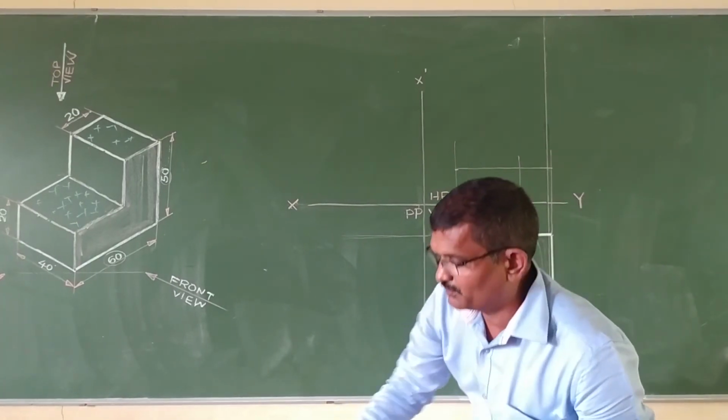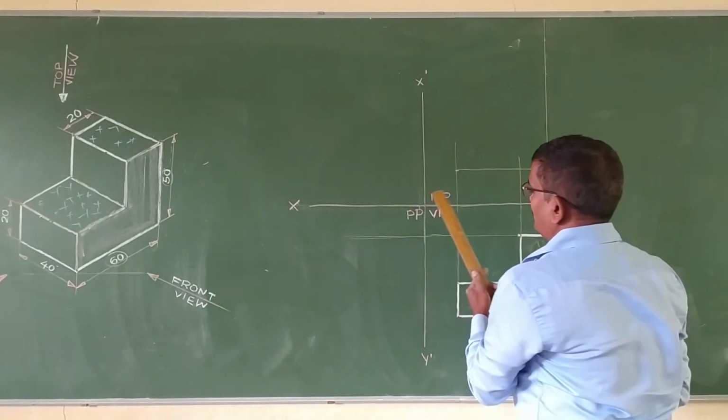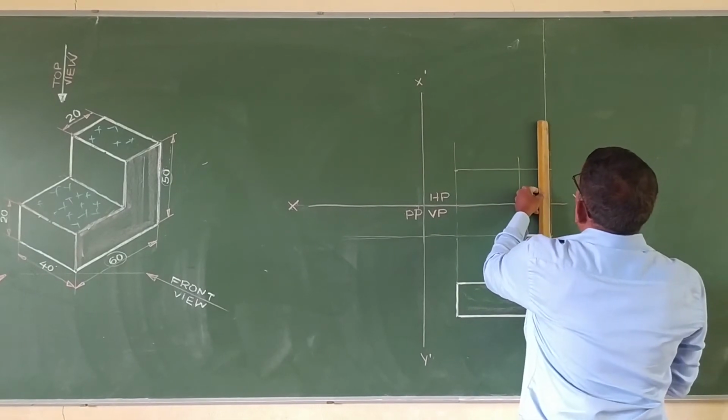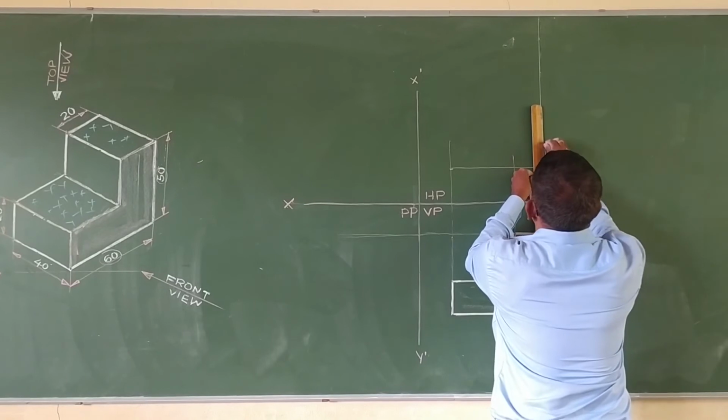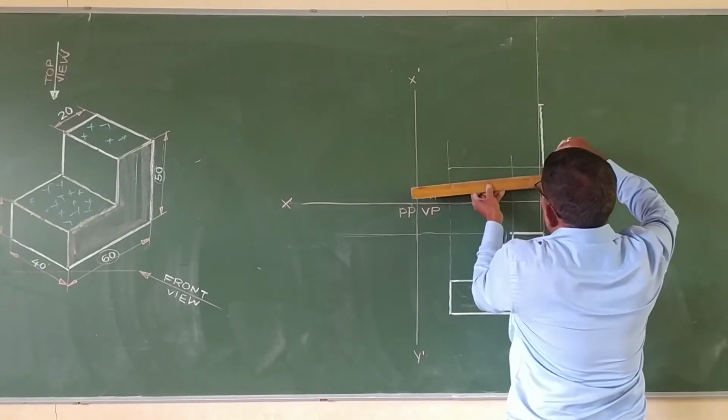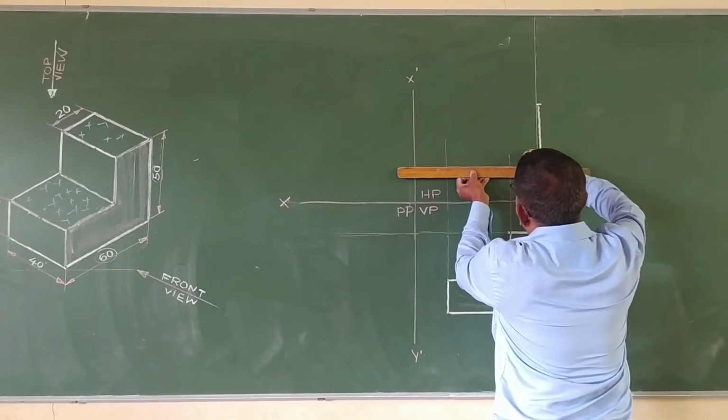Now draw their views. The width comes. What is the width? It is 40 mm. Width, it is the length.